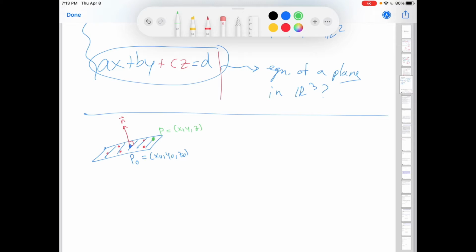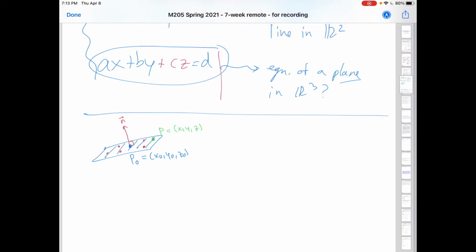Great, so far I've picked out three aspects of this plane: its normal vector, the initial point that is on the plane, which I'm assuming is p sub 0, and this other point P on the plane also.